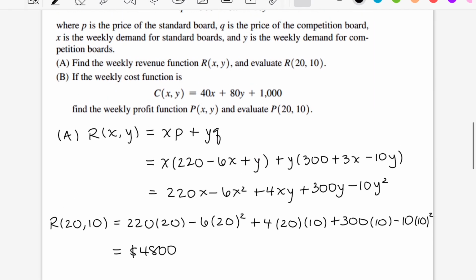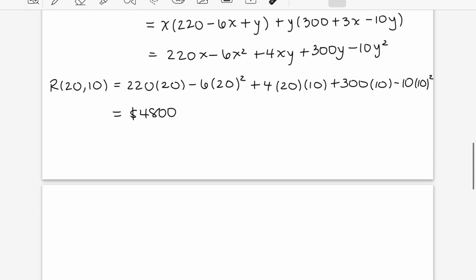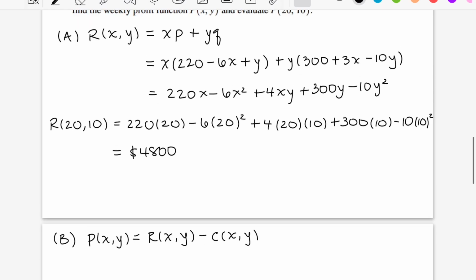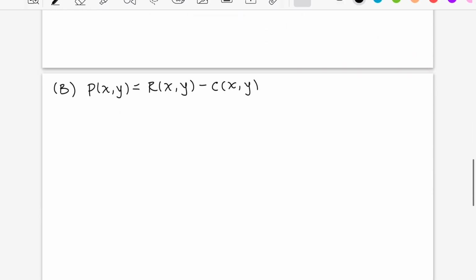All right, and then part B of this question tells us if the weekly cost function is given by this here, we want to find the weekly profit function and evaluate this guy here. So remember, our profit function is equal to our revenue minus our cost. Right? So we know that our revenue function is given by this guy here.